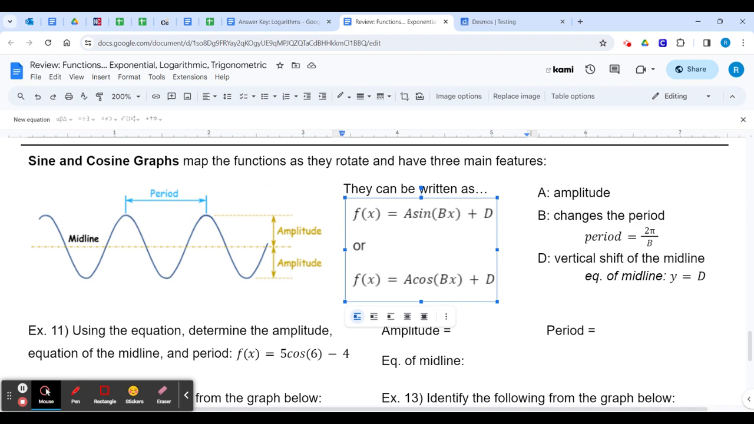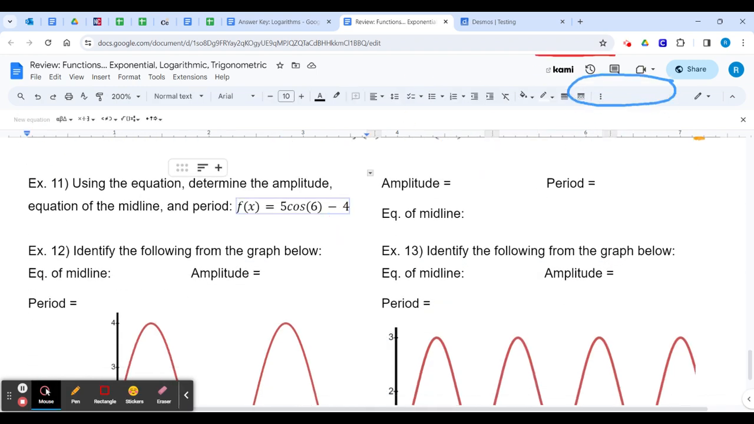So with our formulas, A is tied to our amplitude, and that is just a direct connection there. B is going to change our period. Remember how it doesn't actually line up with our period? We have to calculate it. Period equals 2 pi divided by B. And finally, D is going to be our vertical shift of the midline. So when we write our equation of the midline, it'll be y equals D. So let's use our equation in example 11 to identify these features first.